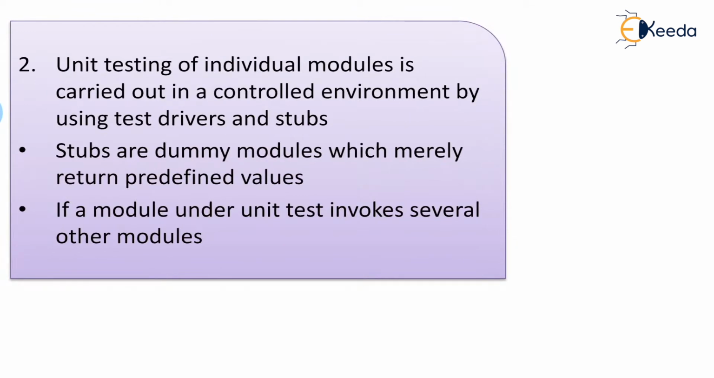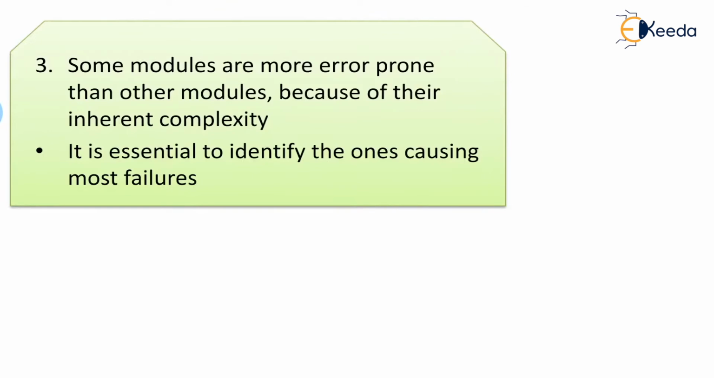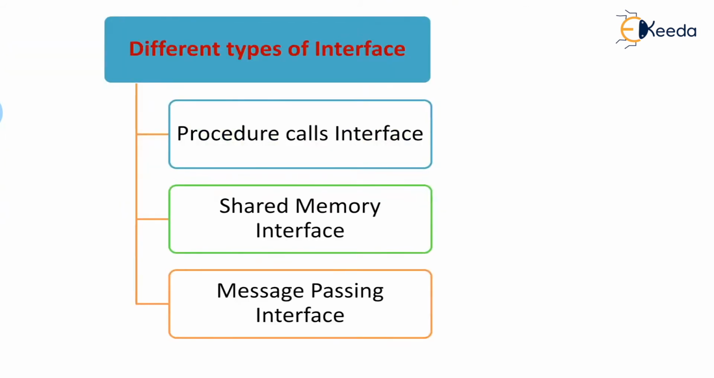Third, some modules are more prone to errors than other modules. When these modules are tested, I may find that module A is giving me lots of errors, then module B is giving me lots of errors, and so on. So it is essential to identify the one causing the most failures. While integrating these three modules, I want to see which module is causing lots of defects, errors or failures. Which module is causing faults?